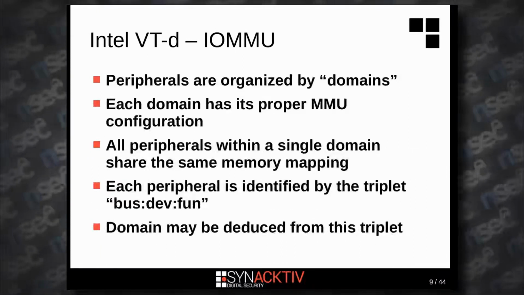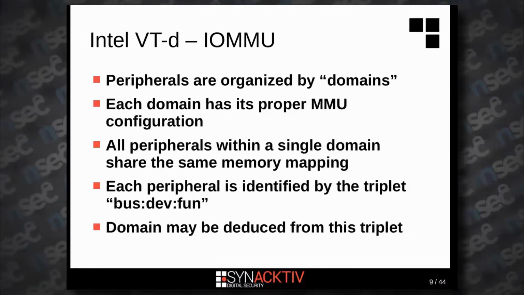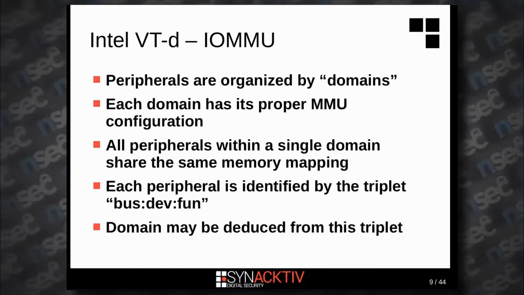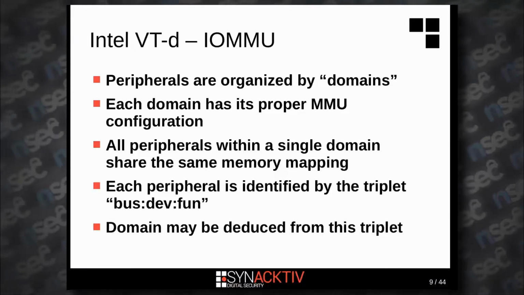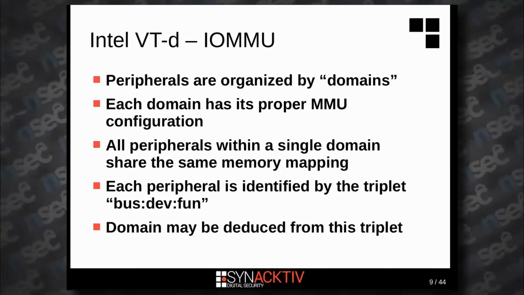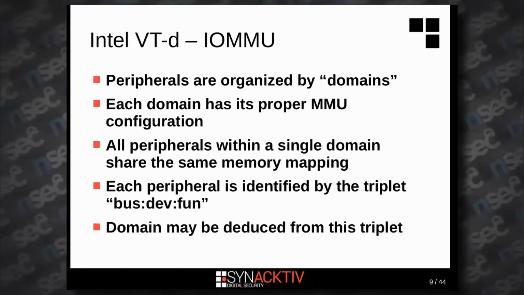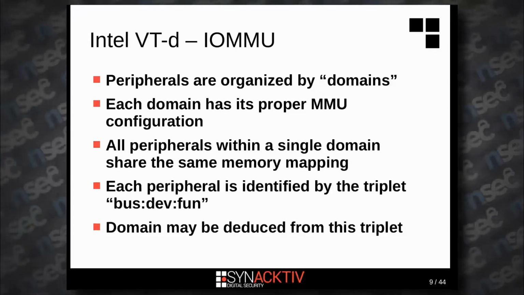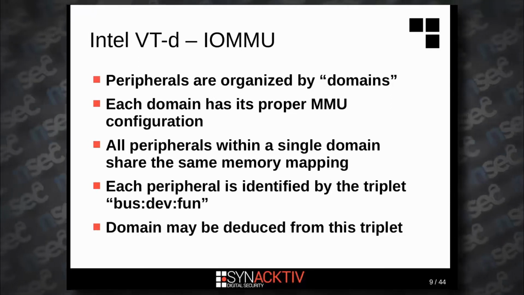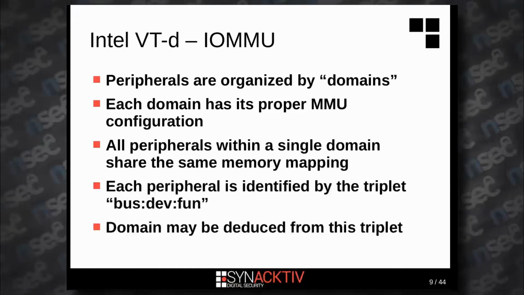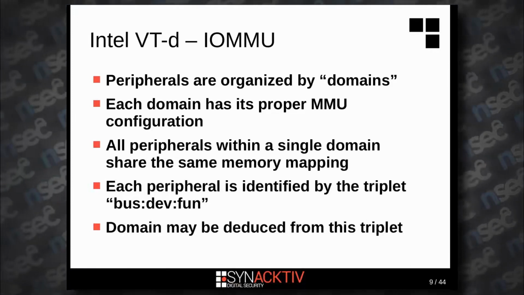A really important notion I will often refer to is the domain term. In the PCI world, peripherals are organized by what they call domains. Each domain has its own MMU configuration, and what is important to remember here is that all peripherals within a single domain share the same memory mapping. Basically, what it means is that, for example, if I have a graphic card and a network card which are under the same PCI domain, then the network card could access the graphic card's memory pages. We'll see later how that is important.